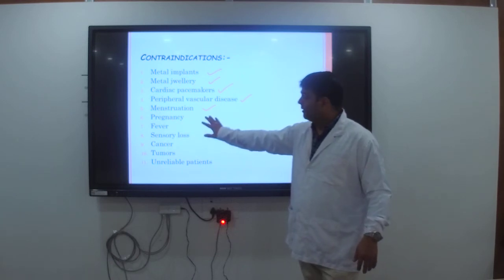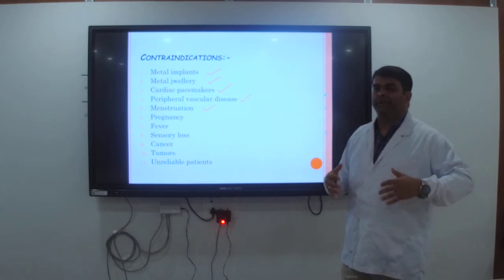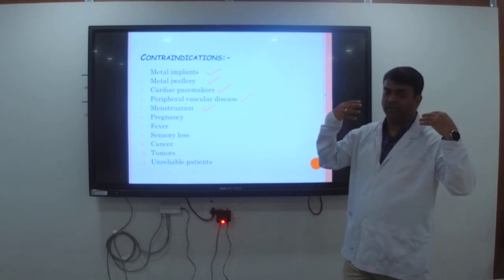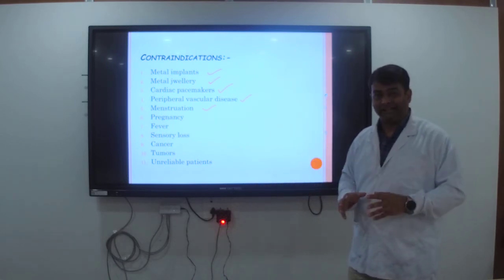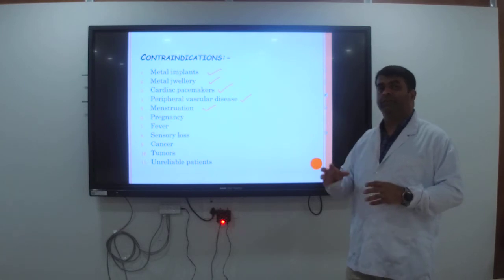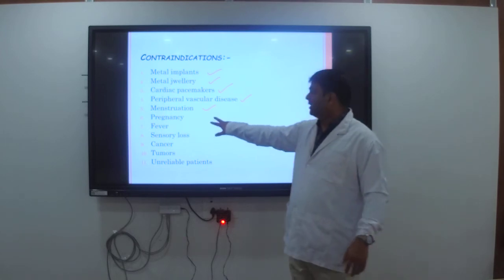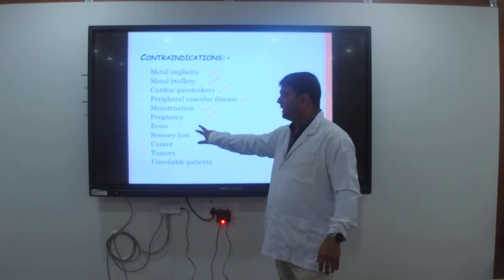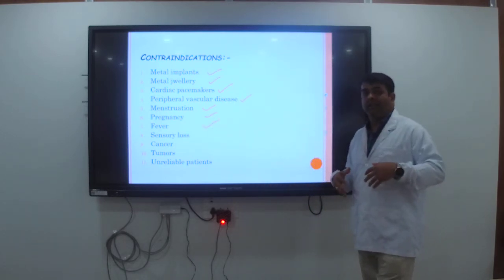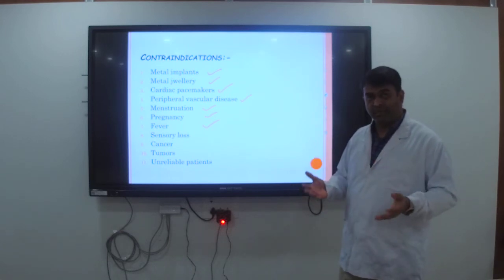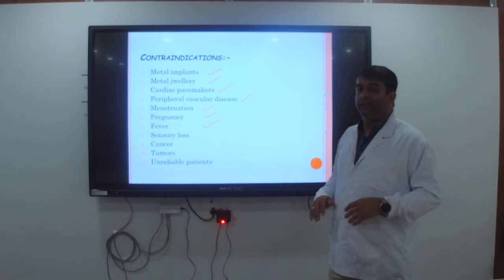Again, pregnancy, definitely. Even if it's a knee joint, a neck joint, or a shoulder joint, you should not give SWD to a pregnant lady. That will definitely cause some serious issues with the pregnancy. So avoid SWD during pregnancy. If the patient has fever, it should not be given. First of all, the patient's internal metabolism is disturbed due to the high fever, and if you give SWD, again there will be a big issue.